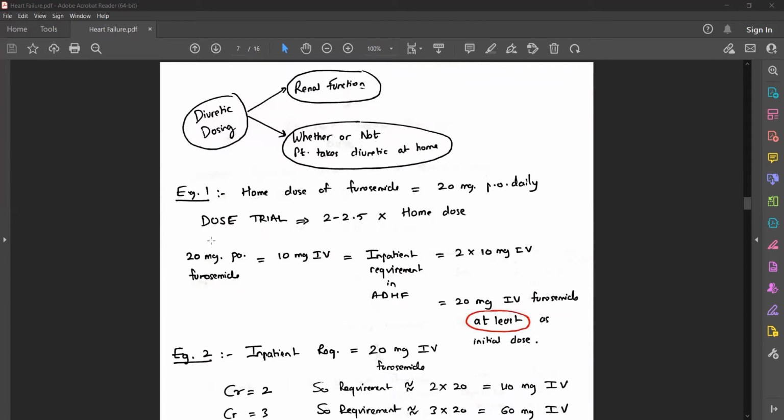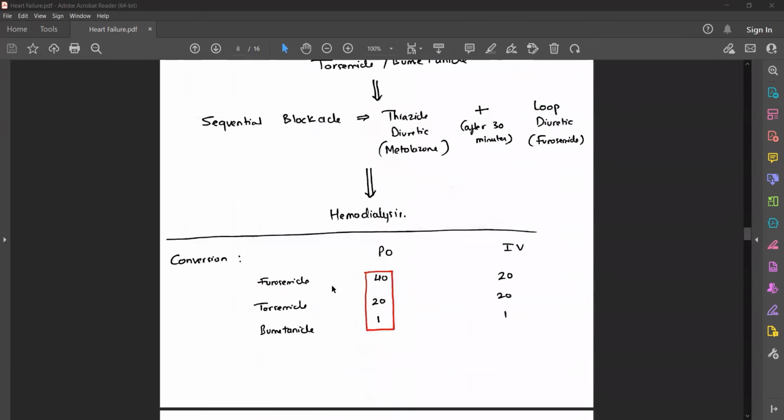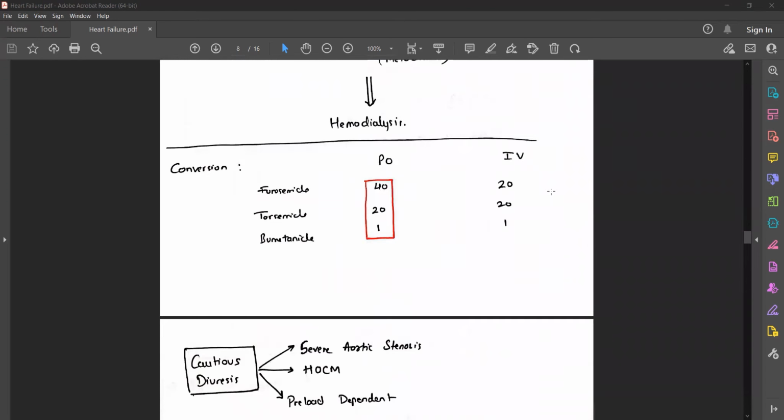Now, based on the DOSE trial, whenever the patient comes into the hospital, we have to use 2 to 2.5 times the home dose. So look at this conversion between the different doses of different loop diuretics. Furosemide 40 milligram oral is equal to 20 milligram IV. It is equivalent to torsemide 20 milligram, and torsemide has good bioavailability, so IV and oral are both 20 and 20, and bumetanide is both 1 and 1. So for PO loop diuretics, you can remember 40 to 20 to 1 for furosemide, torsemide, and bumetanide.